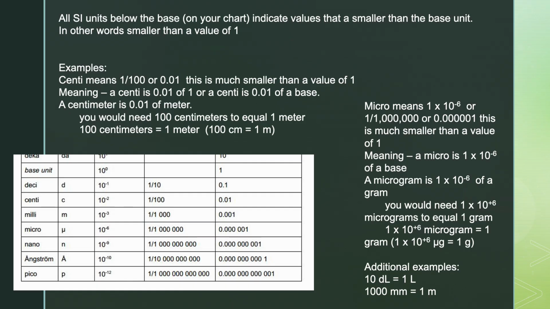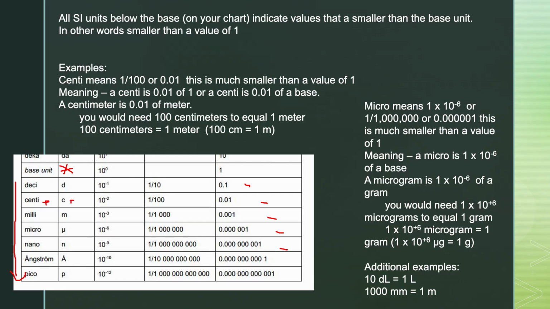In looking at our smaller prefixes, again, below the base unit, these are smaller than 1. Here's my base unit. These are going to be a piece of that whole. These are representing values, again, less than 1. So if I wanted to make these equal to each other, then I'm going to have a lot of those little pieces. Let's look at an example.